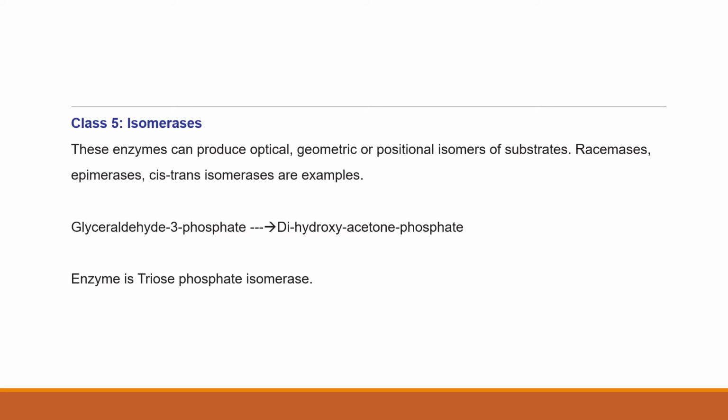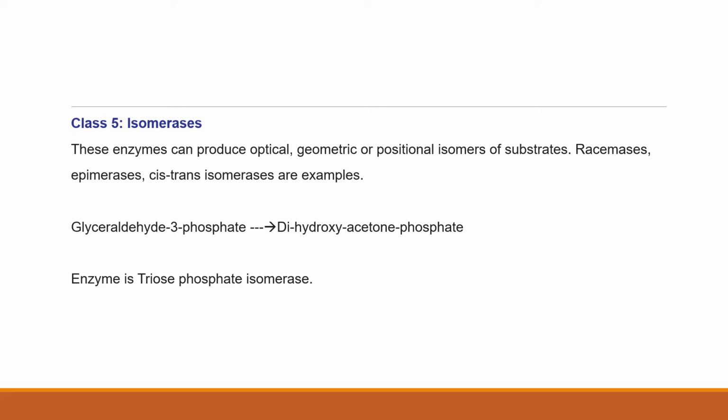Isomerase, from the word isomer. So they can perform a change in the substrate, for example optical, so the L and the D form, or geometric conversion. That can be formation of cyclic bonds, or positional isomers, so changing the position of the functional groups on the substrate, but still the number of atoms remains the same. So examples of this would be the racemase, epimerase, and the cis-trans isomerase.